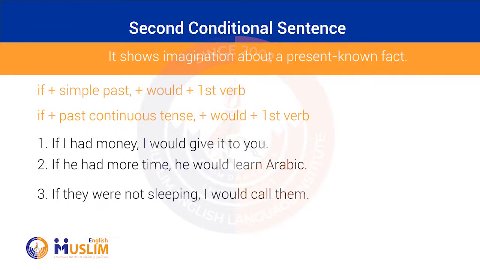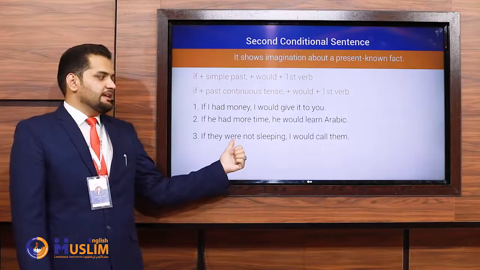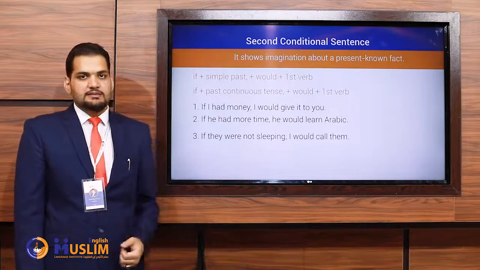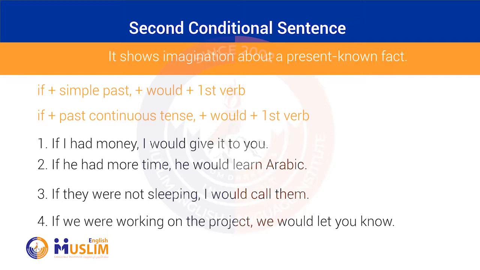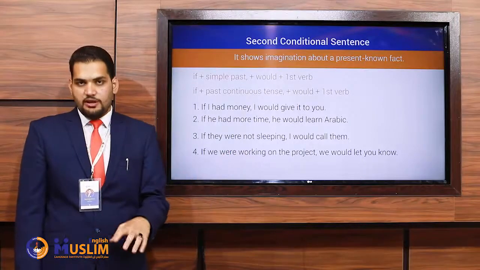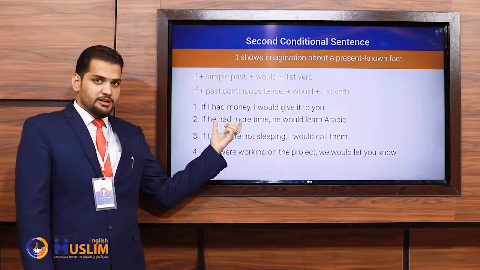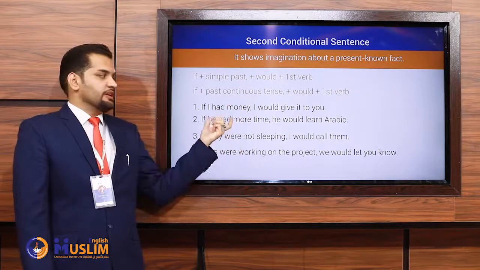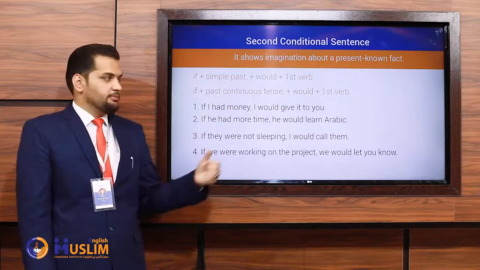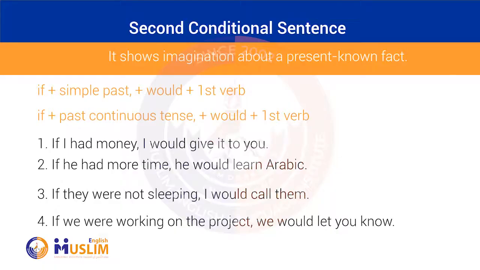Number three, if they were not sleeping, I would call them. In this sentence, in the conditional clause, we have used the past continuous tense. Number four, if we were working on the project, we would let you know. It means that we are not working on the project. Remember, in all these examples, you can use the conditional clause after the result clause.